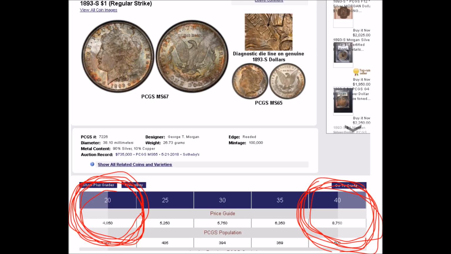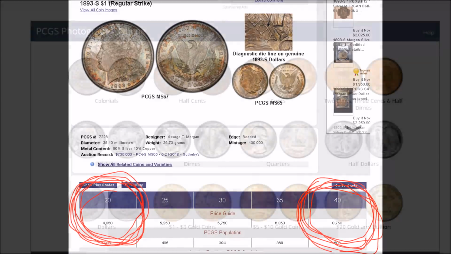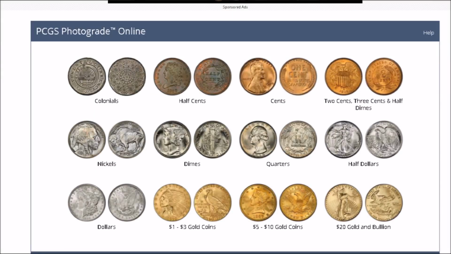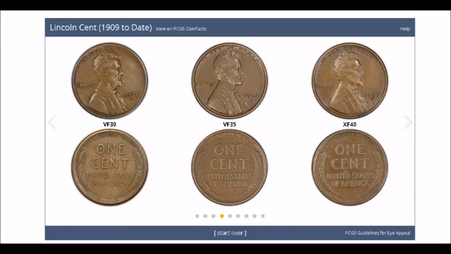Now, there are a few places that you can go to. One, there's a great website, which is PCGS's Photo Grade. PCGS's Photo Grade has up-close, very nice detailed images of all the denominations and all the various grades, so that you can just go right to it and match up your coin by the grade. That way you know exactly what you have.